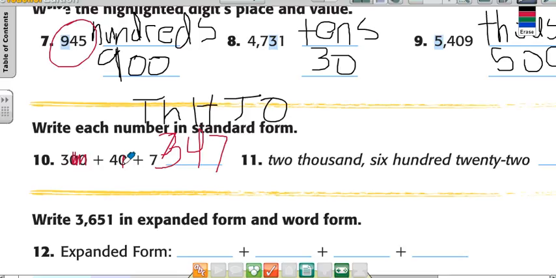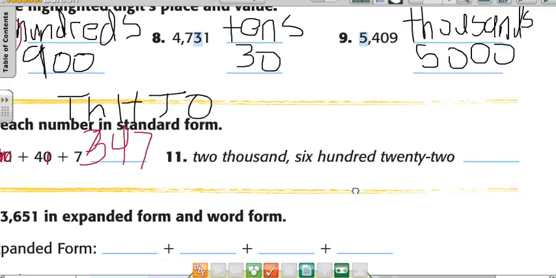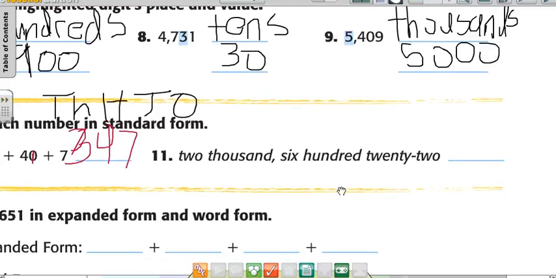Now look at number 11. It says 2,622. Okay. I have 2,000, so that's going to be a 2 with a comma, then 622. Okay, that's standard form. Expanded form is all the plus signs with the zeros. That's not what they're asking.